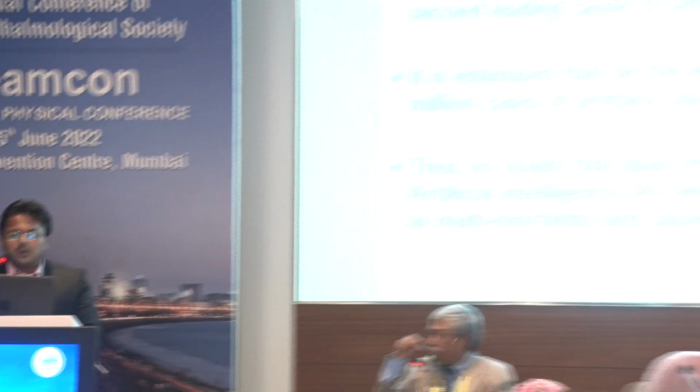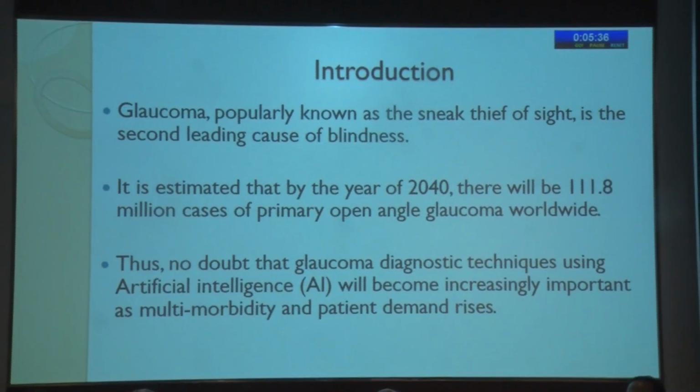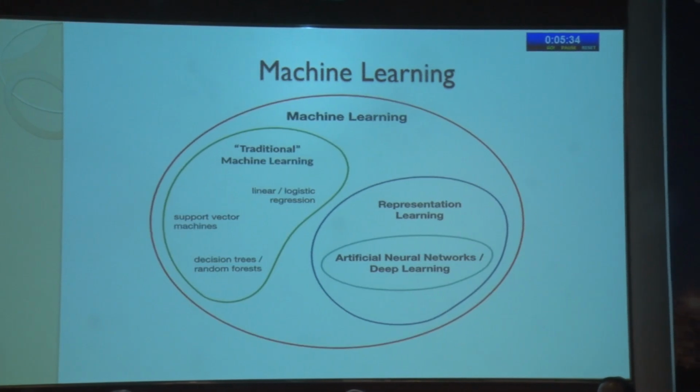Glaucoma, popularly known as the sneak thief of sight, is the second leading cause of blindness. It is estimated that by the year 2040, there will be 111.8 million cases of primary open-angle glaucoma worldwide. Thus, there is no doubt that glaucoma diagnostic techniques using artificial intelligence will become increasingly important as multimorbidity and patient demand rise.